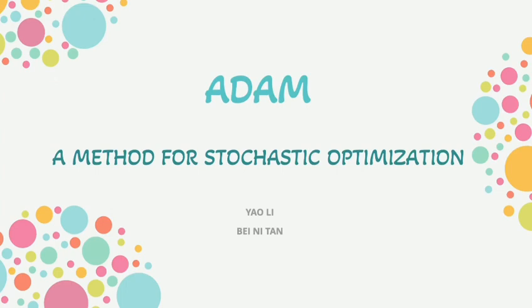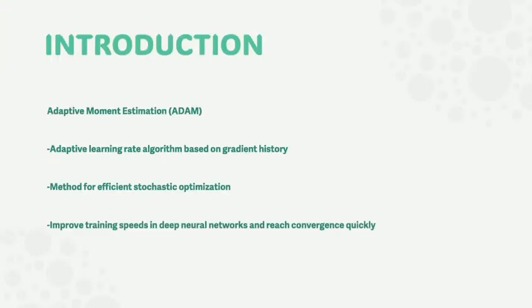Hello everyone, here's the paper we are going to present today. It is called ADAM. It's a method for stochastic optimization. ADAM stands for Adaptive Moment Estimation, and it is a popular algorithm used in training deep neural networks.